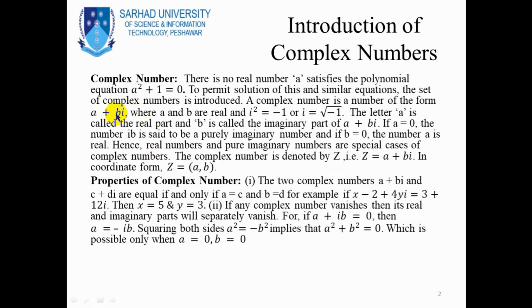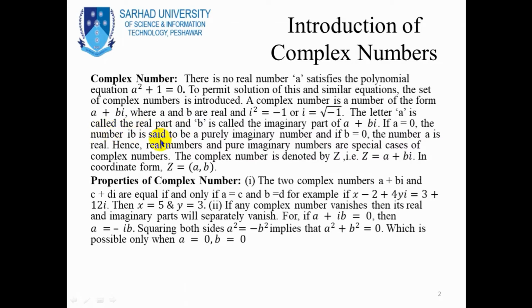So if in any number we obtain iota in the multiplied form, then it means that there exists the square root of a negative number. That's why this part is the imaginary part. So the sum of the real part and the imaginary part is called the complex number. The letter a is called the real part and b is called the imaginary part in this number a plus iota b.